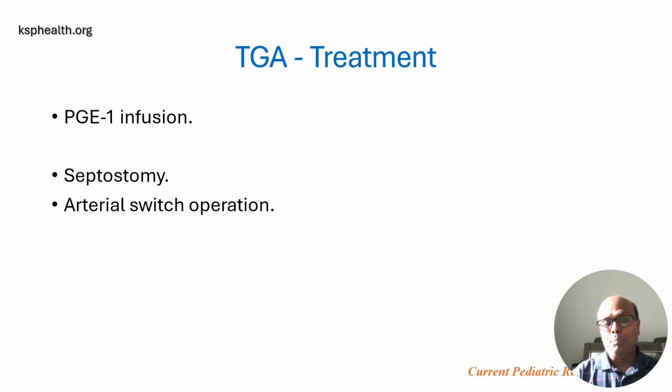The treatment is PGE1 infusion. These are all called ductal dependent lesions. Without the ductus, these patients may not survive. Immediately after opening up the ductus, septostomy is an easy way to rescue this patient. Nowadays, they undergo arterial switch operation that is very rewarding in the long term.